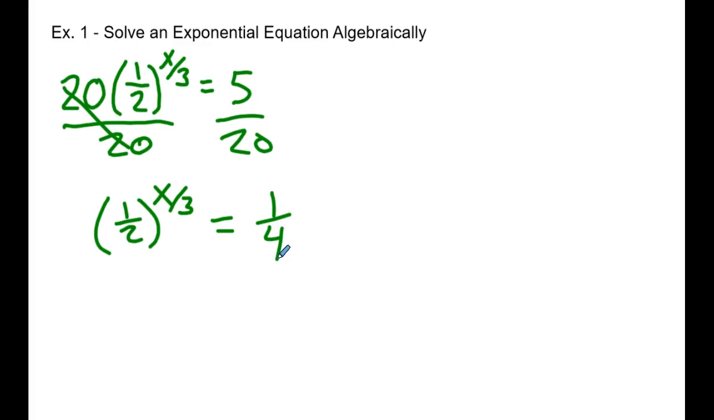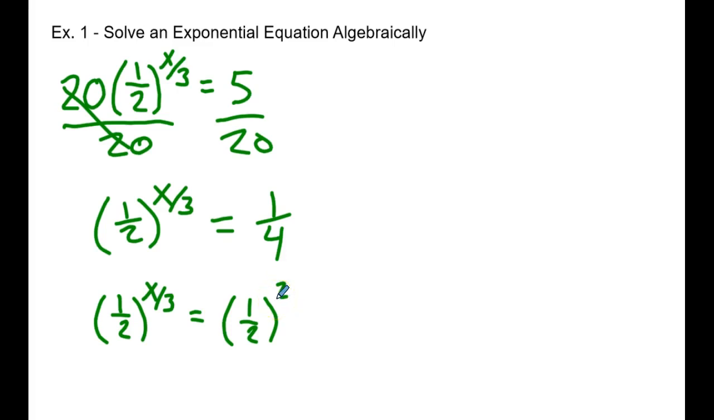Again, this is where you have to be a little creative because we're trying to rewrite it so the base on the left and the base on the right are the same base, because if we get those bases the same, then we can create a new equation where the exponents are the same. So we're going to leave the left side the way it is, 1/2 raised to the x divided by 3 power, and we're going to rewrite the right side of this equation as 1/2 raised to the second power. We're going in the reverse order using exponent properties.